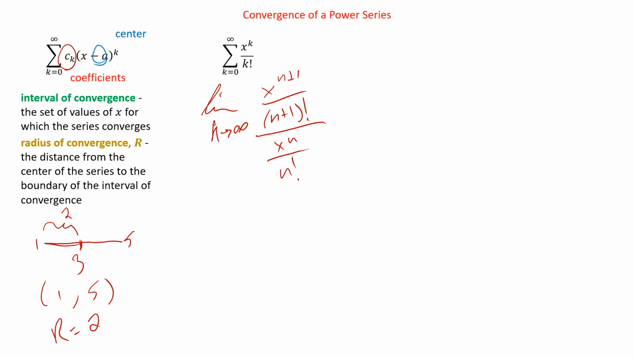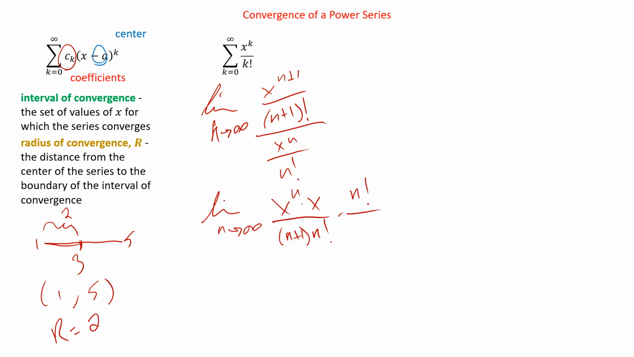So, first thing I would do is simplify our numbers. x to the n plus 1, that's x to the n times x. To the 1, we add the exponents, x to the n plus 1, over the factorial. That's going to be n plus 1 times n factorial. We can flip the denominator and multiply.